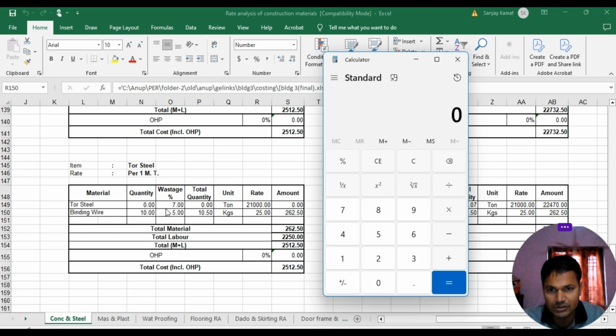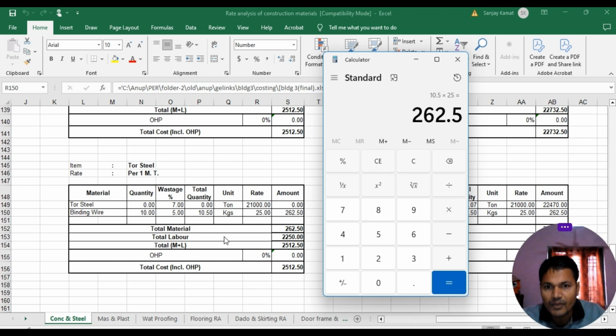Since we have the quantity, now the total rate: 10.50 into 25, so how much will it be? 62.5. This is absolutely correct.